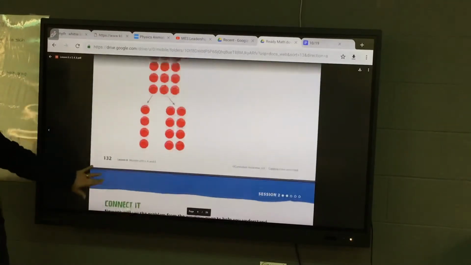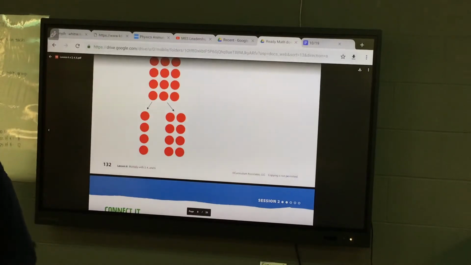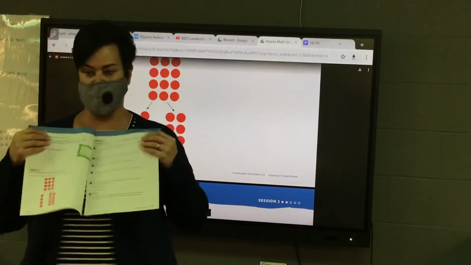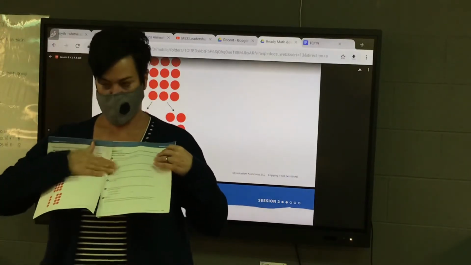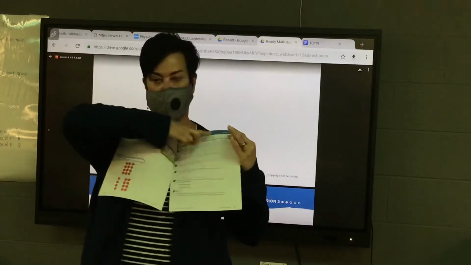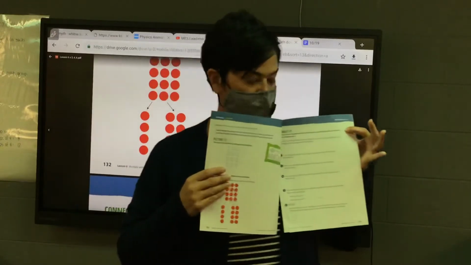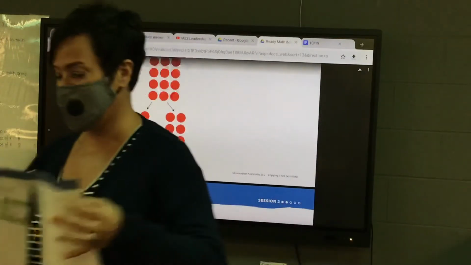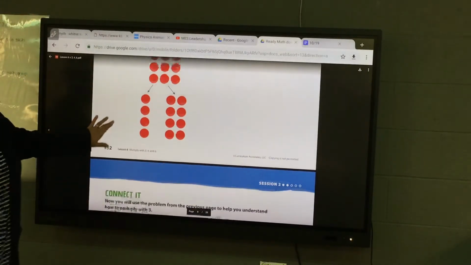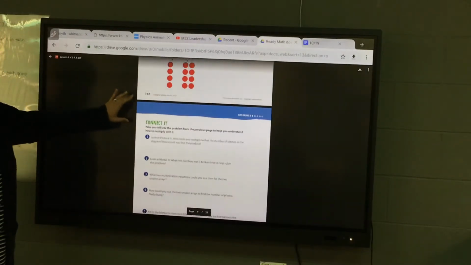Okay, so thinking about this diagram, here's what I want you to do. Yours are stapled, but I want you to open it up like this so that you can see this picture to help us with this page. I can't do that on my screen, so I'll make this a little smaller. Maybe I can see some of it.